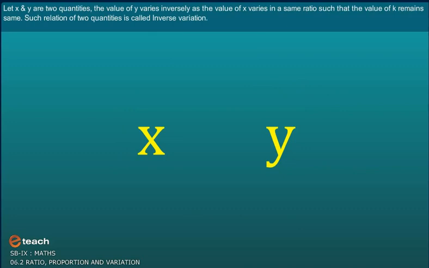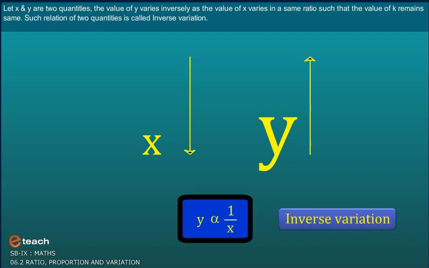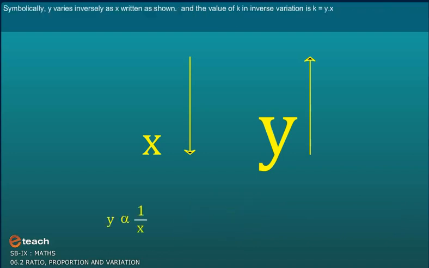Let x and y be two quantities. The value of y varies inversely as the value of x varies in the same ratio, such that the value of k remains the same. Such a relation of two quantities is called inverse variation. Symbolically, y varies inversely as x, written as shown. And the value of k in inverse variation is k is equal to yx.